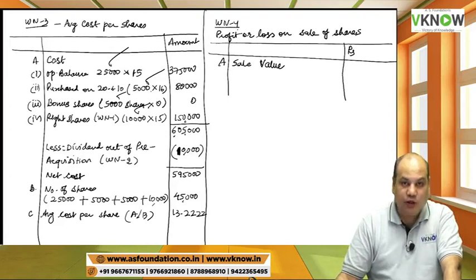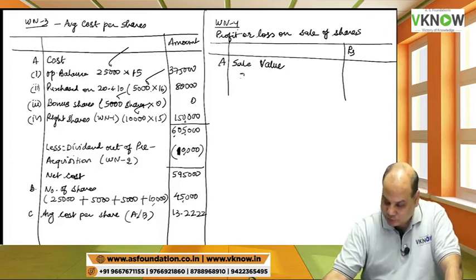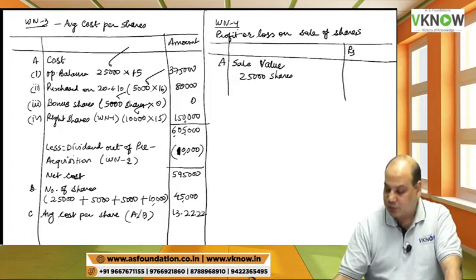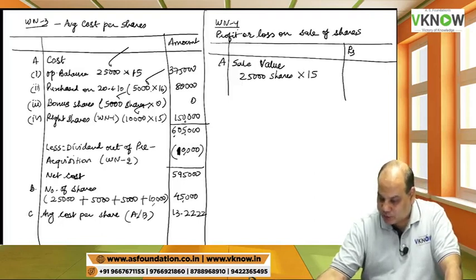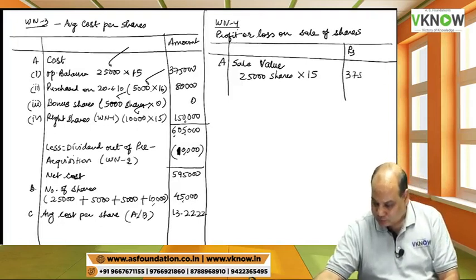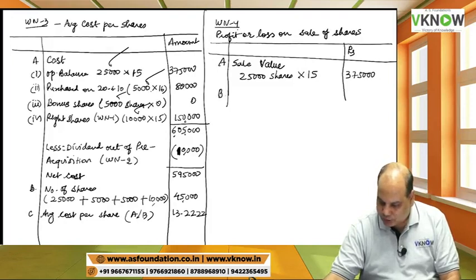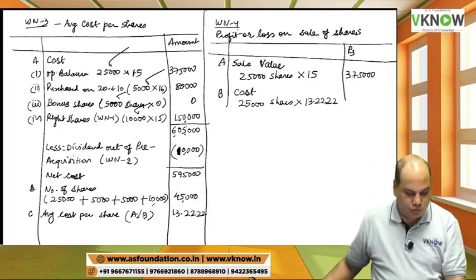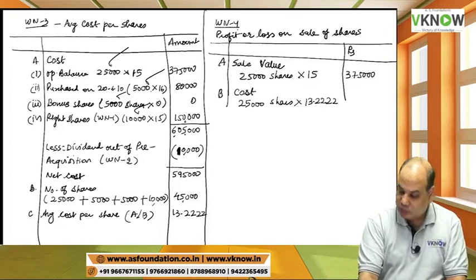Look at the last four lines of the question. Sundar sold 25,000 shares at a premium of rupees 5 per share. Premium of 5 per share means 15. So he sold for 3,75,000. And point B, cost. Cost is 25,000 shares into 13.2222. Multiply.